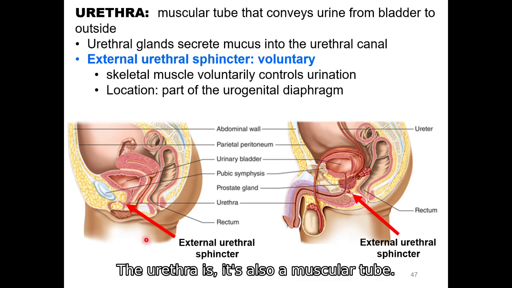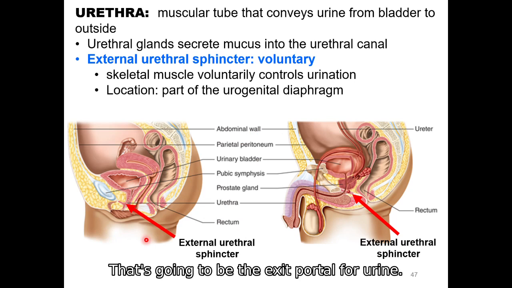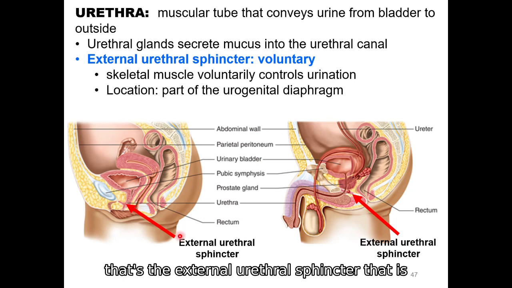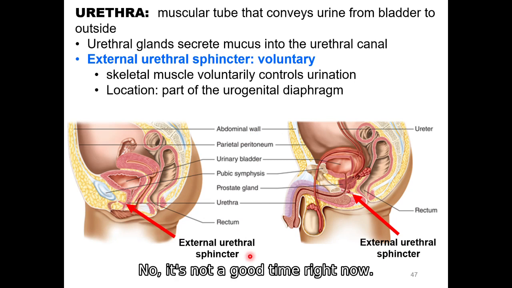The urethra is also a muscular tube that's going to be the exit portal for urine. There are urethral glands that secrete mucus. And like I said, in females, this small strip of skeletal muscle where it encircles the urethra is the external urethral sphincter, which is voluntary. So it's skeletal muscle, and we can say, no, it's not a good time right now.